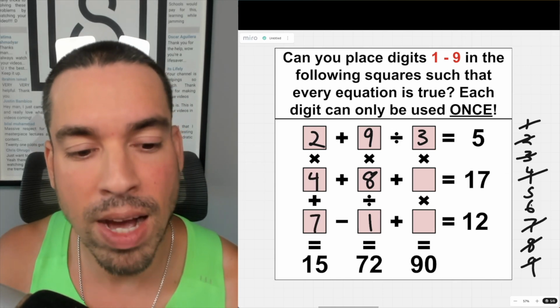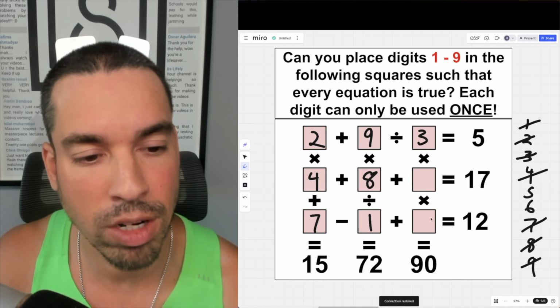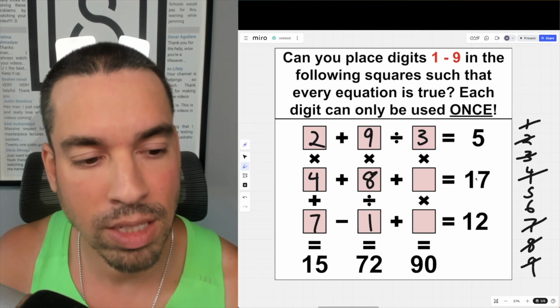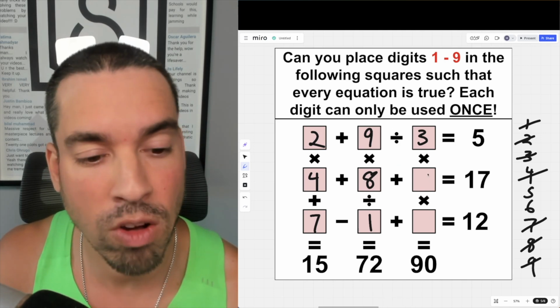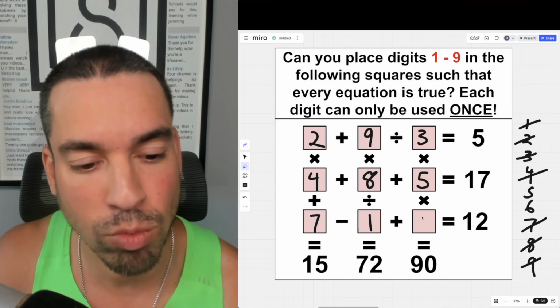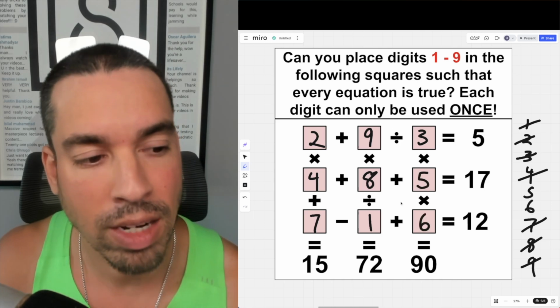Last but not least, we have 5 and 6 to place here or here. So the question is, what's going to get us to 17? Well, 4 plus 8 is 12 plus 5 is 17, which means 6 goes right here. And now let's verify one more time.